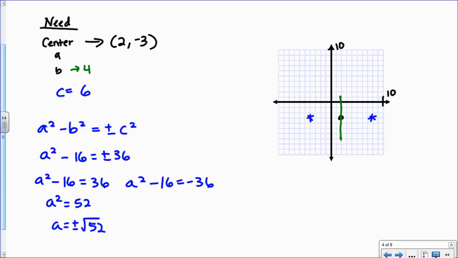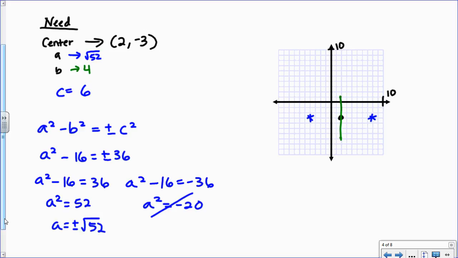Don't worry about reducing your radicals because for my equation I want A squared. This is actually 2 square root of 13, but don't worry about reducing those. Okay, A squared is negative 20. Well, you can't do that. You're not going to take the square root of a negative. So this is the only option I have to use. So A is the square root of 52.